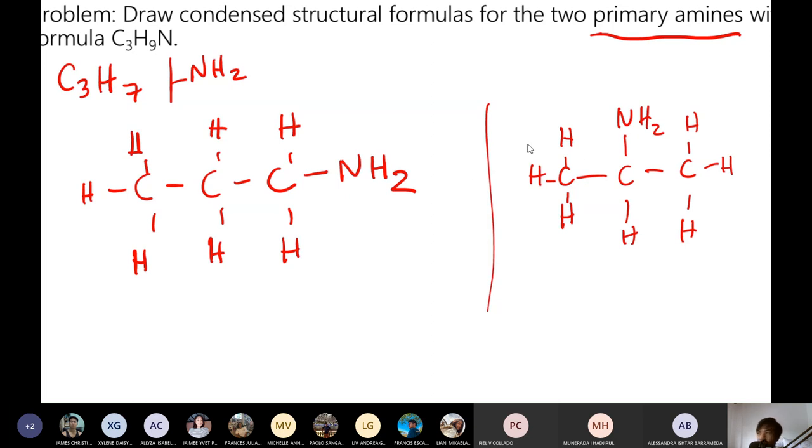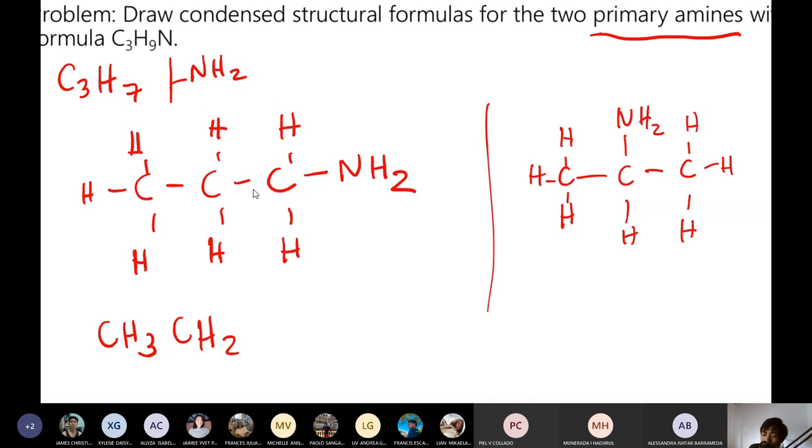So both are primary amines, though they are isomers. Bakit? Kasi their connectivities are different. So this NH2 is connected to the last carbon. Pwede ring first, depende sa point of view nyo. Pwede naman yung NH2 ay connected sa middle carbon. So, the first and the last carbon is different from the middle carbon. Okay? So, those are the isomers. O, paano naman yung condensed structural formula? Similar lang din sa ginawa natin kanina. Start from the leftmost carbon. Tapos may tatlong hydrogen yan, so CH3. Next carbon, may dalawang hydrogen, so that's CH2.